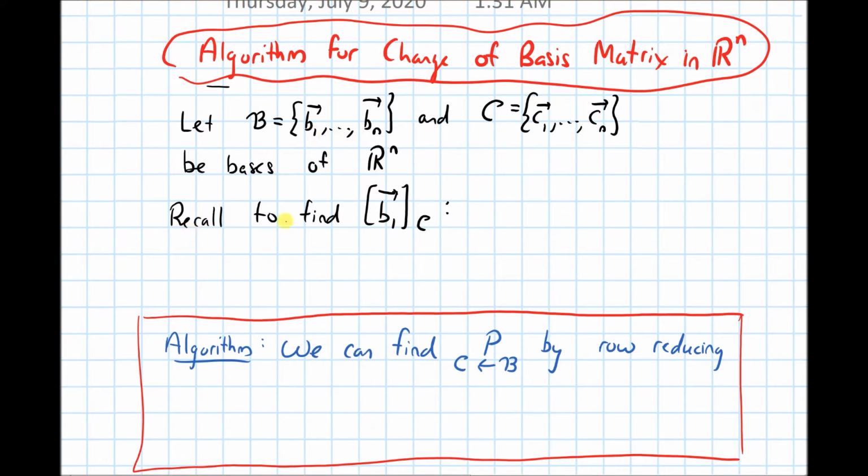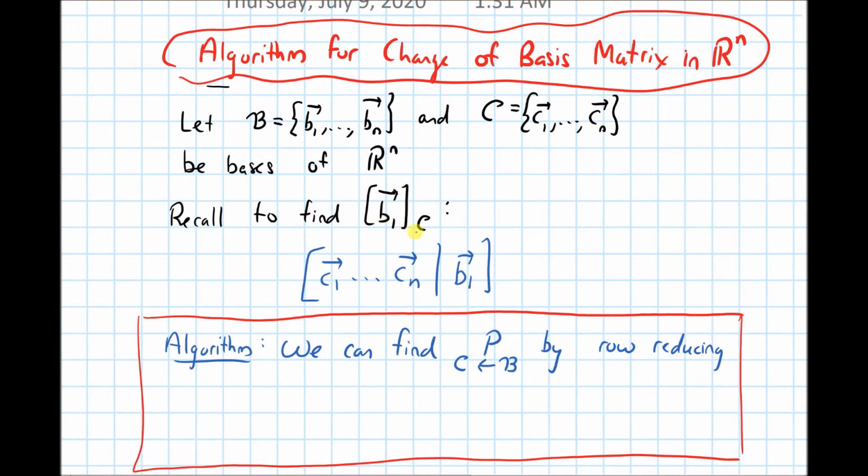So let's remind ourselves that if we want to find the coordinate vector of B1 relative to the basis C, what we need to do is form an augmented matrix where we take the vectors in the basis C, so C1 up until Cn, on the left-hand side of my augmented bar. And then because we're finding the coordinate vector of B1 here, B1 is what goes on the right-hand side.